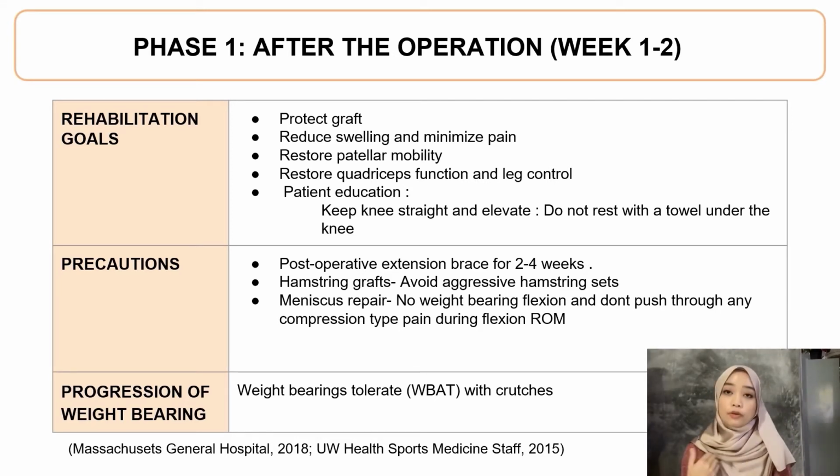First is post-operative extension brace for 2 to 4 weeks. For hamstring graft, avoid aggressive hamstring sets. For meniscus repair, no weight-bearing flexion and don't push through any compression type of pain during the flexion range of motion. For progression of the weight-bearing, weight-bearing as tolerated with crutches until able to ambulate with quadriceps control.